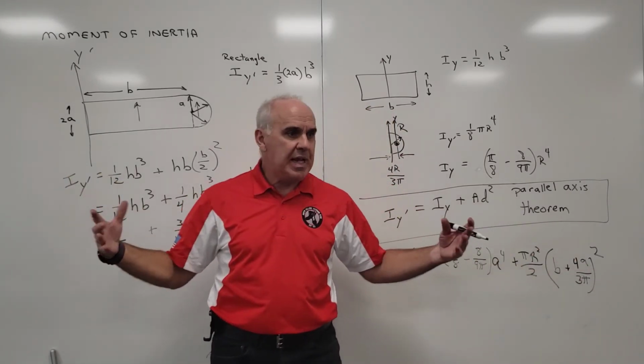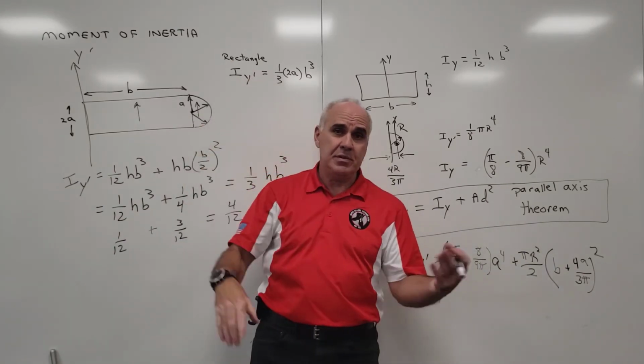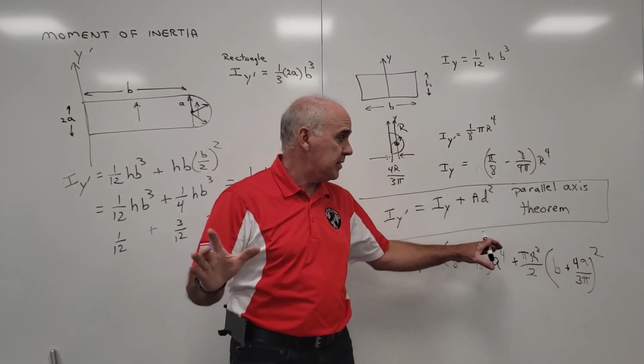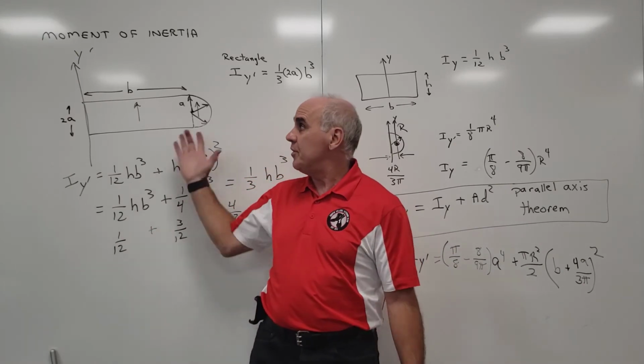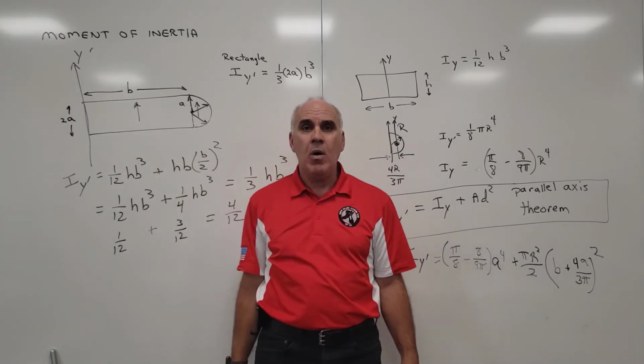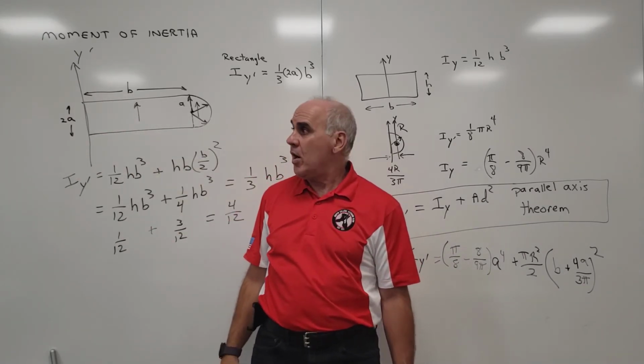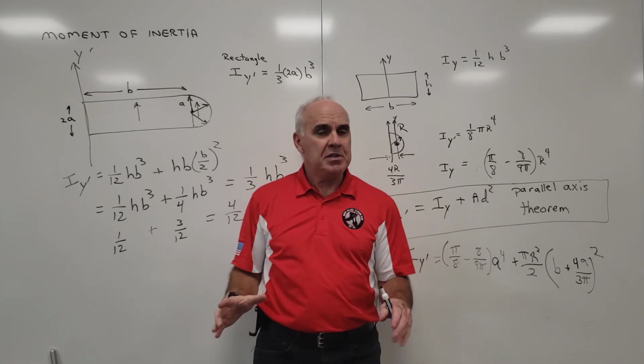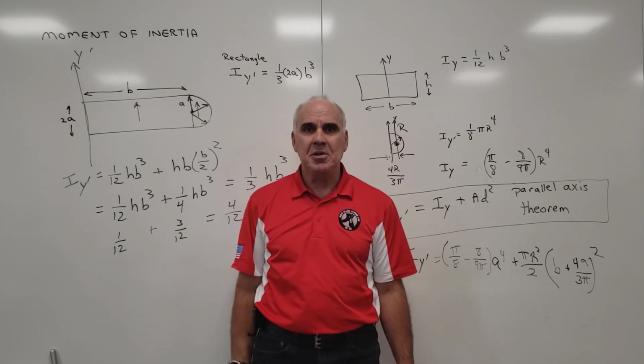All right, so there's an example. Just add this plus this. Don't even think about the algebra. That's done, and that would be the moment of inertia of this shape about that y prime axis. All right, cool example. If you have any questions on that, please leave them in the comments below. Thank you.